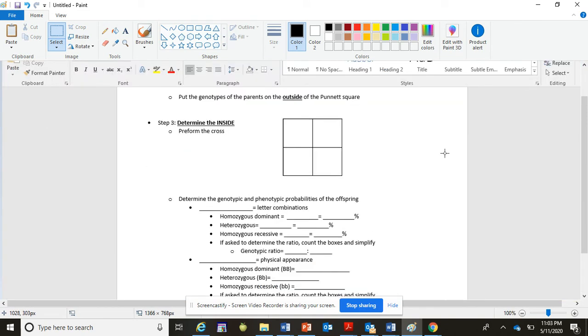Okay, so first thing we're going to do is put the genotypes of the parents on the outside. One parent was heterozygous, and the other parent was homozygous recessive. So first we're going to bring these ones down, and then move these ones over. As I bring the top ones down, I'm going to put a capital B in both boxes, and I'm going to bring this column down and have a lowercase b in both boxes. Then I'm going to bring these over, and this one's going to come over.